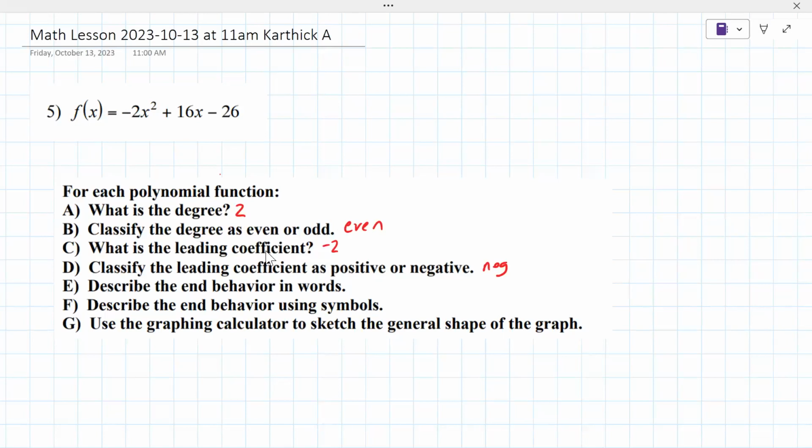Like you want to be able to kind of move through this list. Now, quick sketch of this, it is a parabola. It looks something like this. So you want to be able to make that quick sketch from either knowing what it looks like or there's information here. And then we can write the end behavior, the limit as x goes to positive infinity.